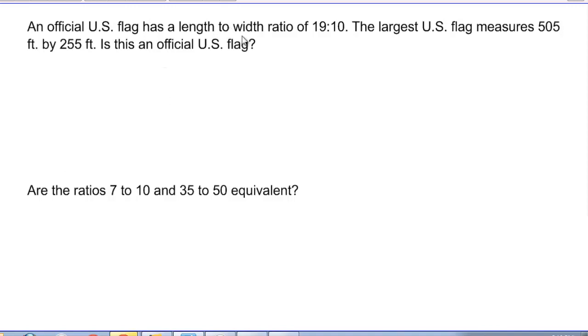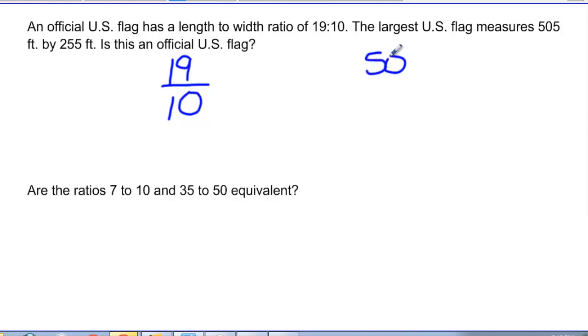So an official US flag has a length to width ratio of 19 to 10. The largest US flag measures 505 feet to 255 feet. So this is asking, is this an official US flag? So we have to see, does the ratio of the length to the width simplify to 19 to 10? Now, 505 to 255, those are big numbers, and I don't right off the top of my head know if either one of those is divisible by either 19 or 10. So the easiest way to perhaps compare these two ratios would be to change them both to decimals and then see if those decimals are equal.